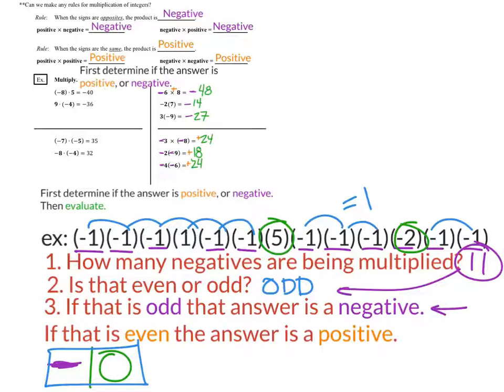So again, the first thing we did is determine if the answer is positive or negative with these 3 questions. And then after that, we did the evaluation, but we ignored the negatives.